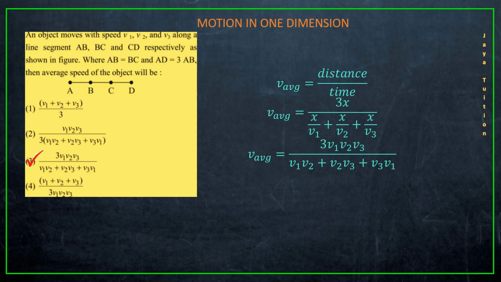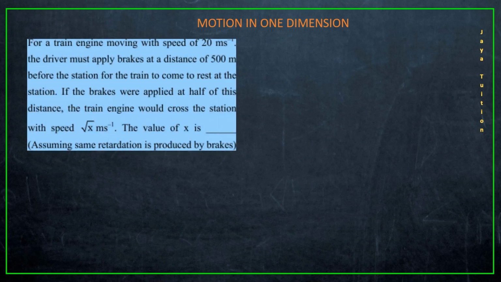In this last question, it has been given that a train engine is moving with a speed of 20 meters per second. When the driver applies the brake, the distance covered by the train is 500 meters before the train comes to halt. If the brakes were applied at half of this distance, that is 250 meters, then the engine would cross the station with speed equal to square root of x. We need to find the value of x.